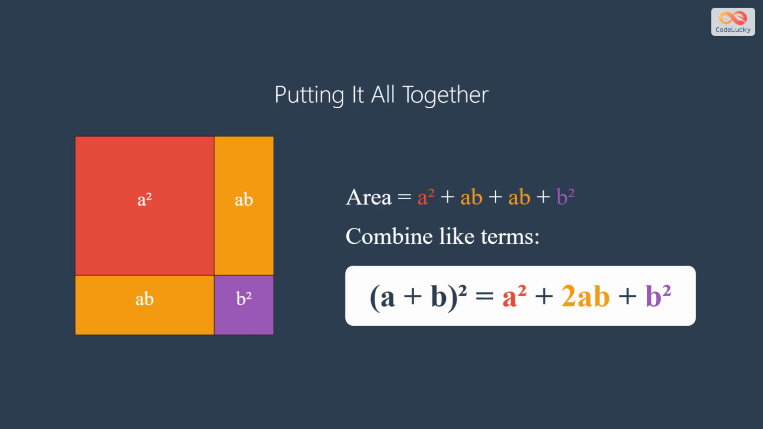When we put it all together, the total area is the sum of all these parts. We have the big square a², plus the small square b², plus the two rectangles, 2ab. This gives us our final formula: (a + b)² = a² + 2ab + b².